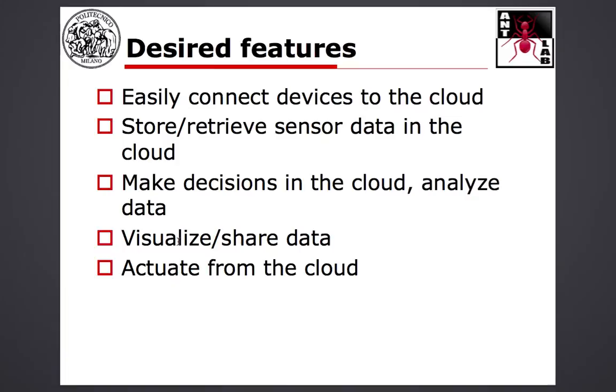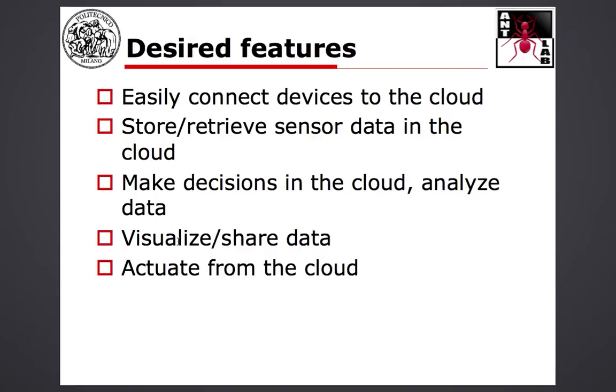And finally, this is connected to making decisions, we would also like to actuate from the cloud. That is, actuate means controlling other devices based on the data that we are accumulating. So thinking again about the example of the temperature, we may want to, for example, activate a ventilation system if the temperature exceeds a particular threshold. And it would be great if we could do this directly from the cloud, not by developing our own application that does it. So this is a set of features that we would like to have.